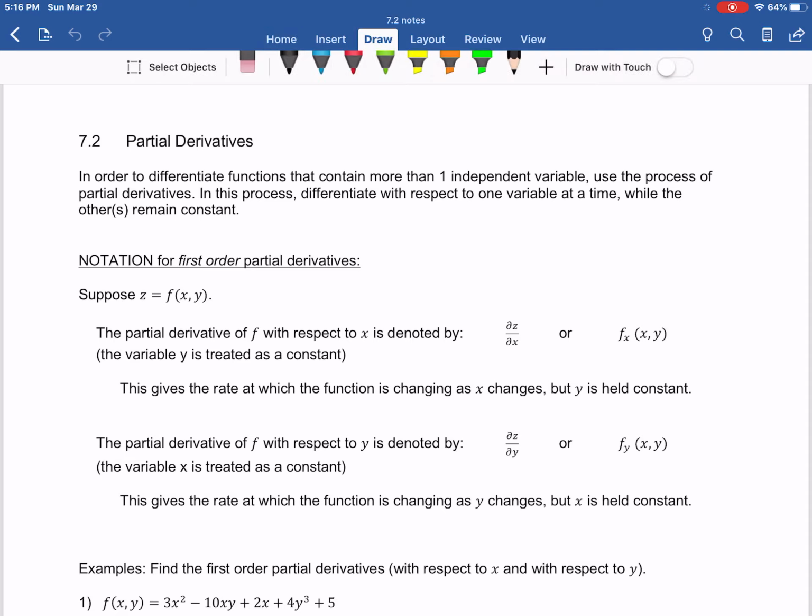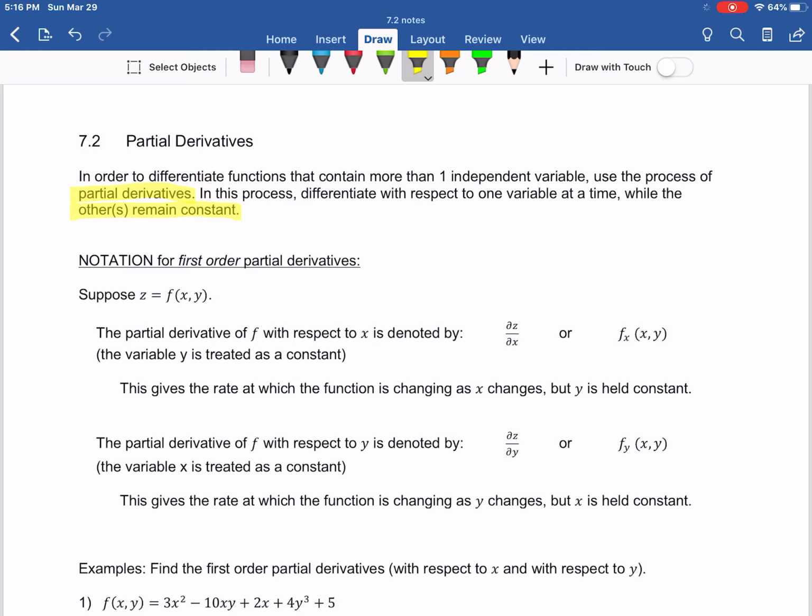In order to differentiate functions that contain more than one independent variable, use the process of partial derivatives. In this process, differentiate with respect to one variable at a time, while the others remain constant. So you'll see what I'm talking about. We need to understand the notation because it's going to look a little bit different for partial differentiation. So we have a function z that's in terms of x and y. That's your function called f.